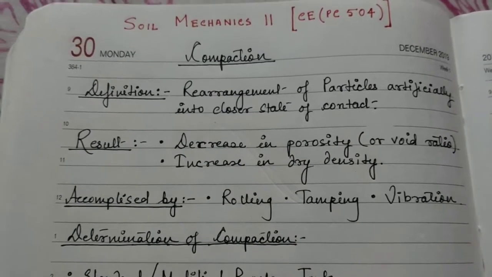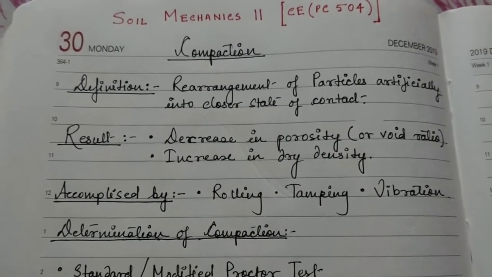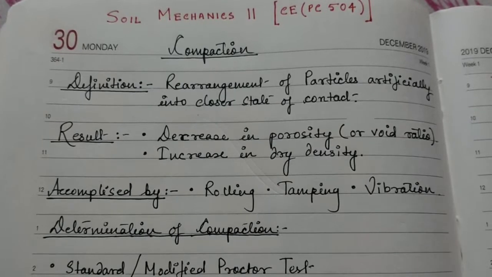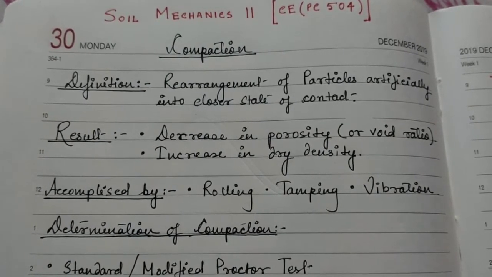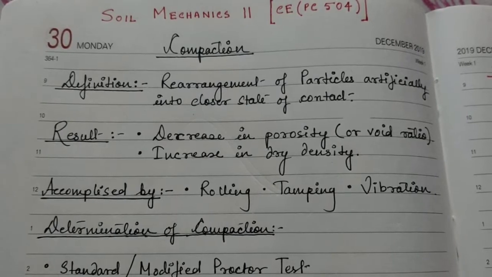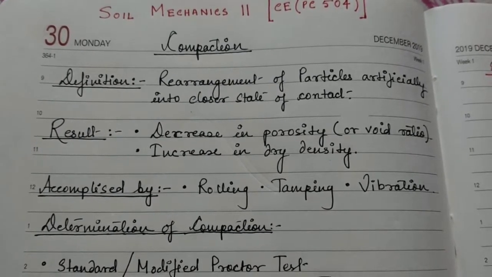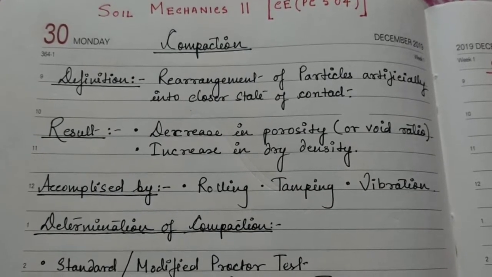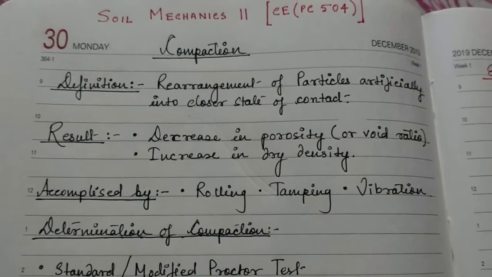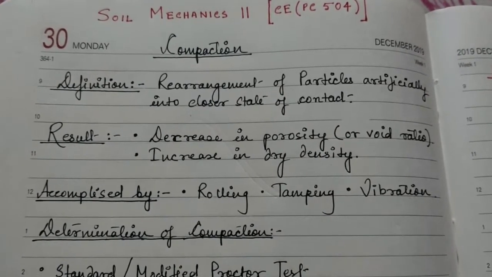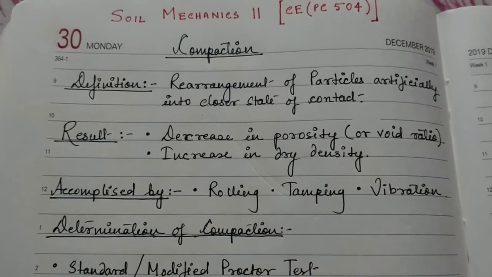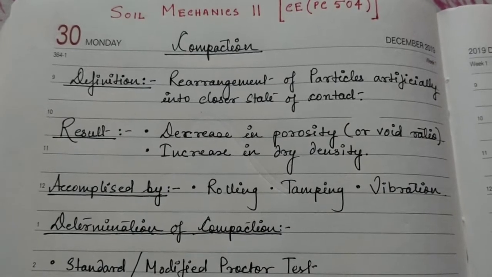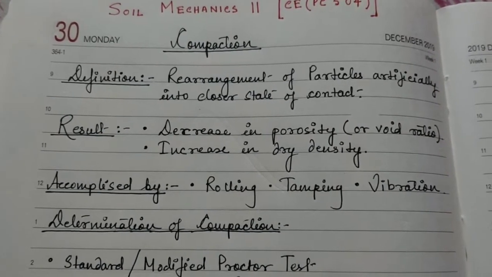Compaction is basically a process by which soil particles are artificially rearranged and packed together into a closer state of contact by mechanical means in order to decrease the porosity or void ratio of the soil. Thus, as a result, it increases its dry density. So, as you have gone through the previous soil mechanics part, by increasing the density of the soil, the bearing capacity of the soil or the unit weight of the soil increases.